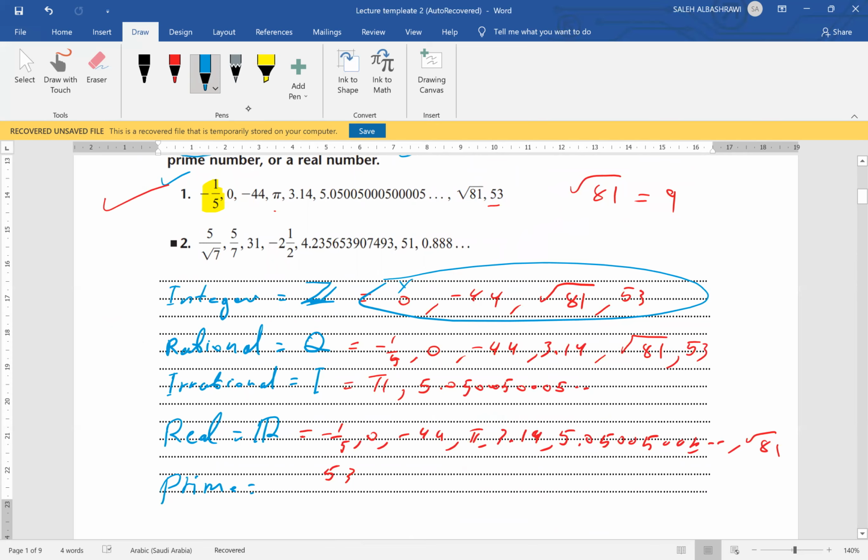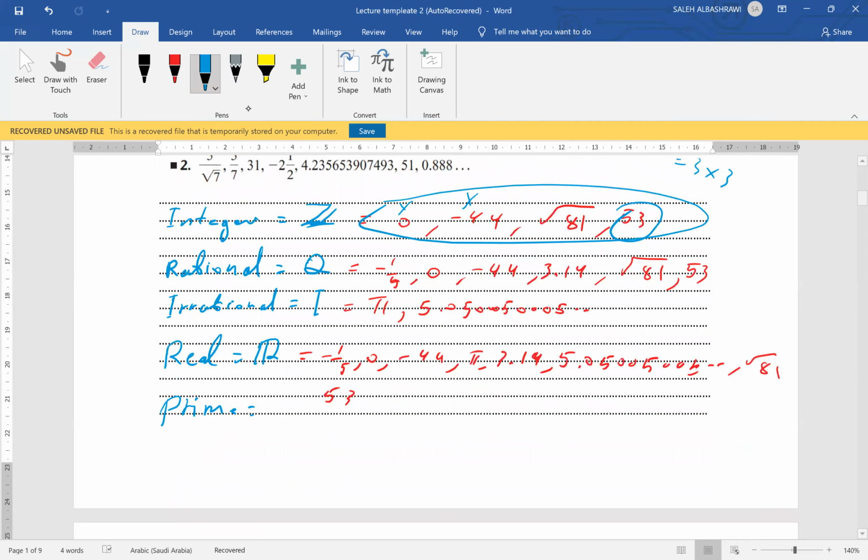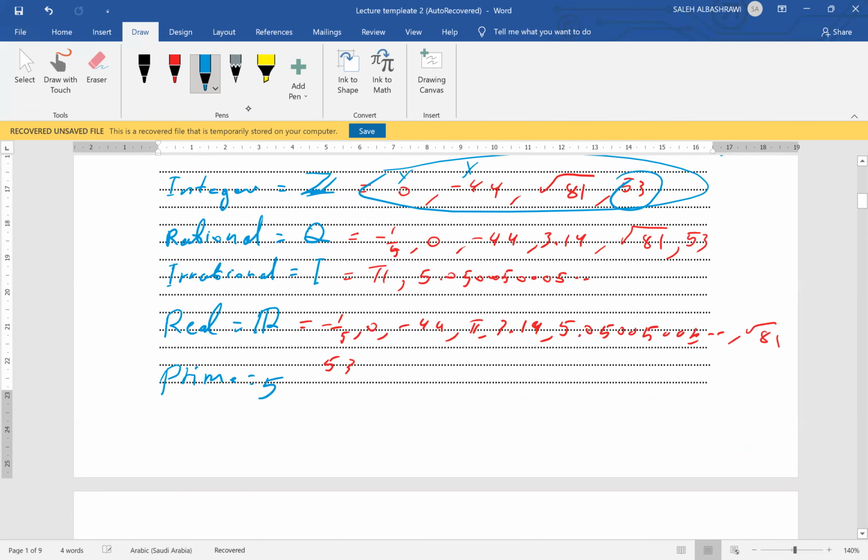Minus 44 is not prime because it is not positive. The square root of 81 equals 9, but 9 is 1 times 9, or 3 times 3. So it has factors other than 1 and itself. A prime number can be written only as 1 multiplied by itself. So the only remaining one is 53. So the prime number is 53.